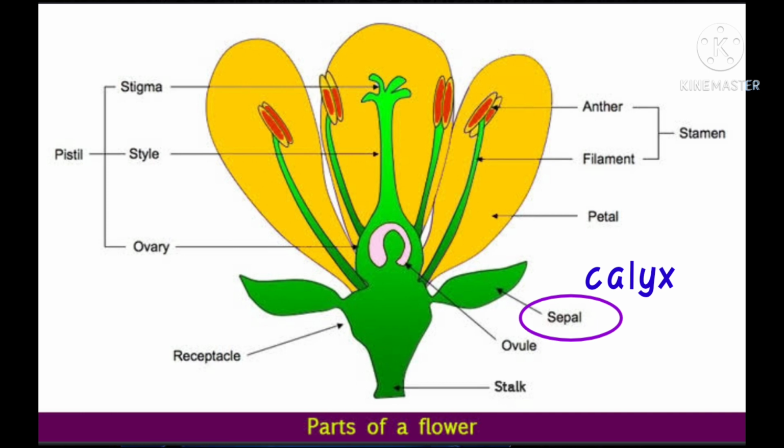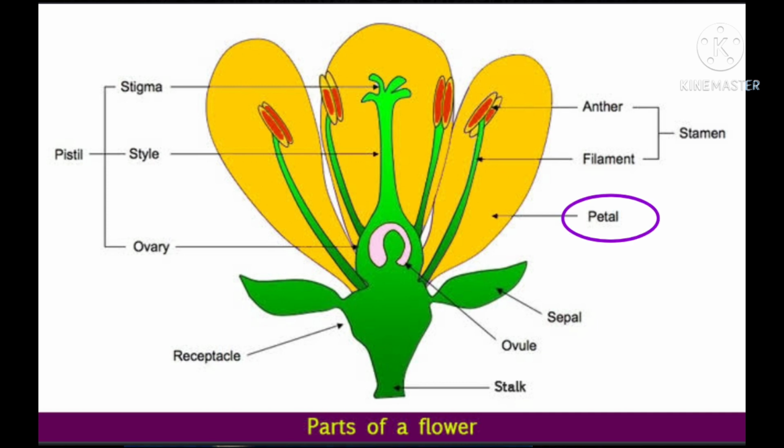Okay, next comes the next part of the flower, the brightly colored, the most beautiful part of the flower. What is it? Yes, it is a petal. Its other name is called corolla. It's easy for you to remember also, isn't it? The petal is otherwise called as corolla. Why is it brightly colored, children? Yes, you are right. That is to attract insects. Okay. Now look at the innermost part of the flower.